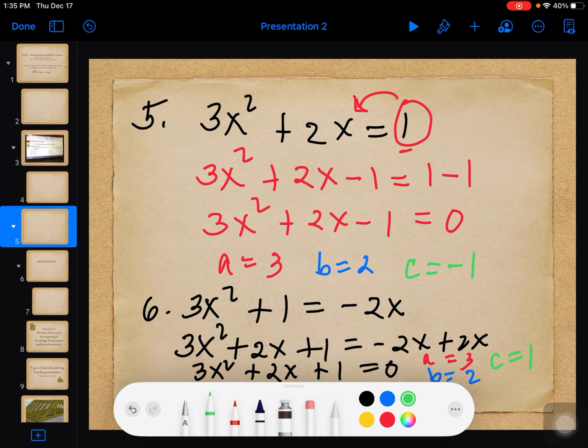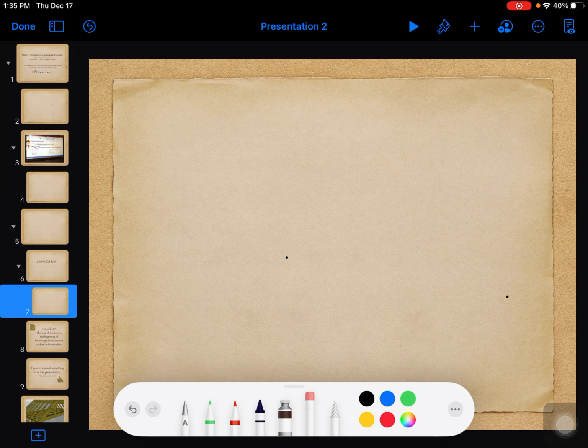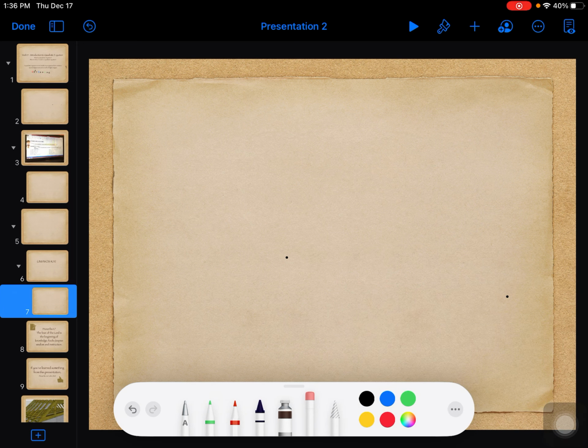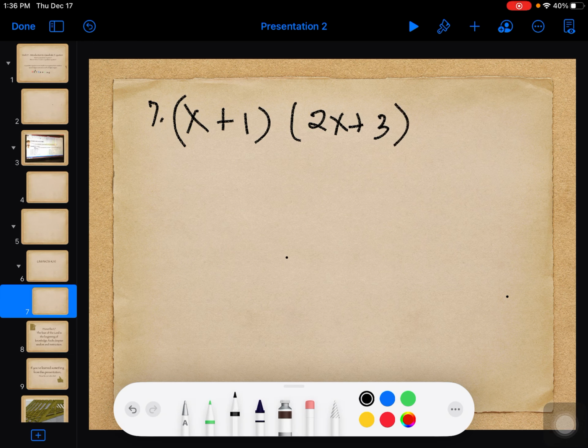Next example. Maybe I can erase this part. Okay. Next example. Let's have my 7th example. Yes, 7. We have x plus 1 multiplied by 2x plus 3, and it is equated to 0.